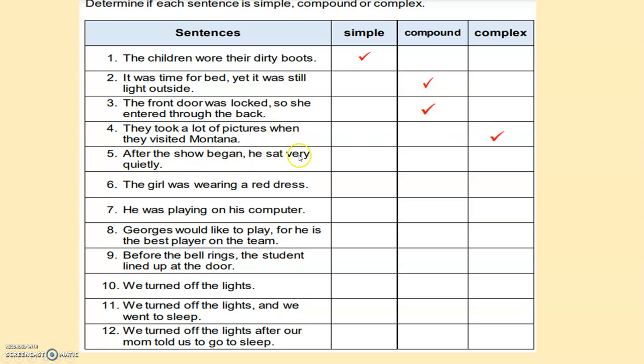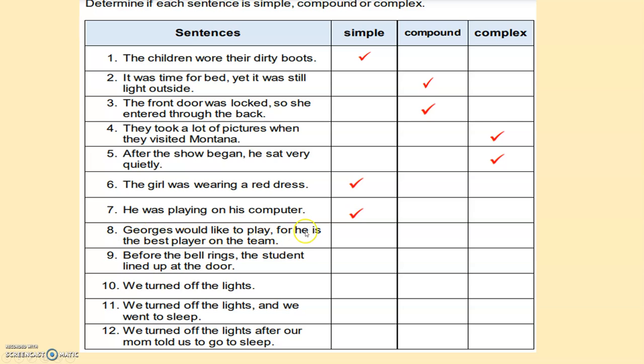After the show began, he sat very quietly. He sat very quietly, it makes sense. But after the show began, it sounds incomplete. So this is dependent and this is independent. And the word after is there. So you have here what? It is a complex sentence. The girl was wearing a red dress. Was wearing, here you have a verb. Okay, one verb. So it's going to be a simple sentence. He was playing on his computer. So this too, it's one verb. Okay, subject and predicate. Yes, simple.